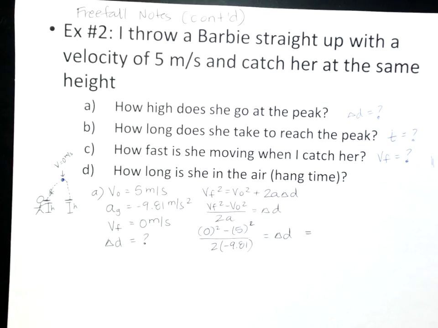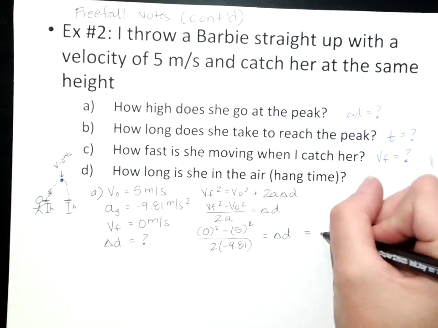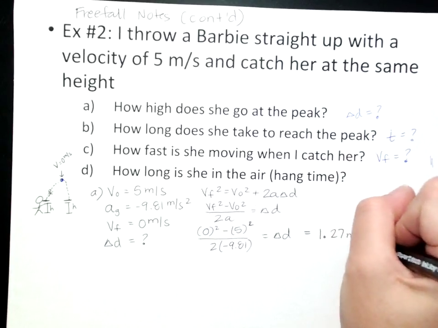So we get 5 squared, 25. 2 times negative 9.81 gives us negative 19.62. And you should get 1.27 meters.